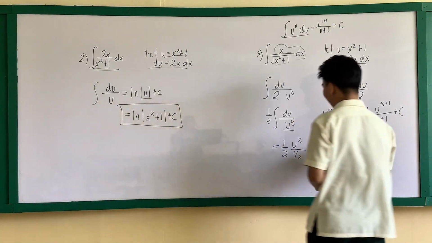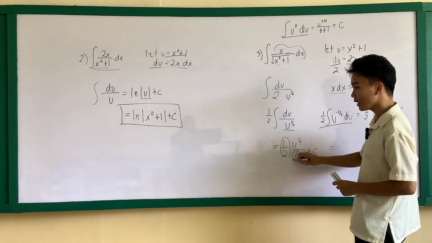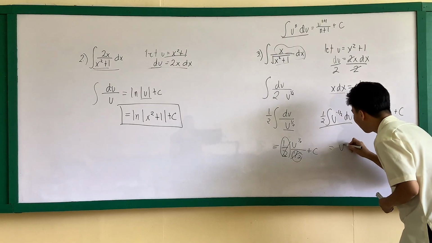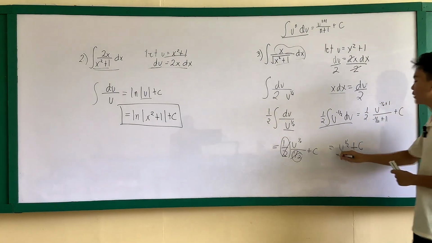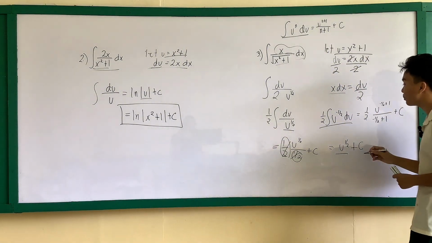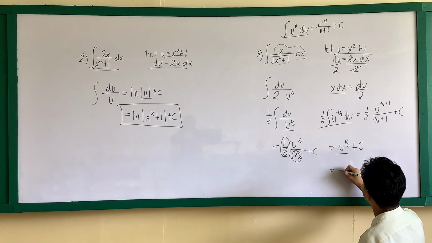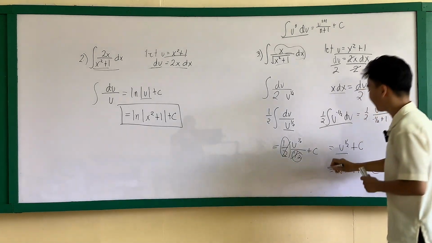Next, we divide the constant in front by the denominator, so we can just cancel them. So it becomes u to the 1 half plus c. And then, we substitute the value of u back into our original given, which is x squared plus 1. So our final answer is the square root of x squared plus 1 plus c.